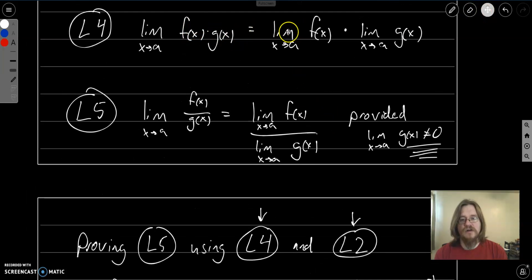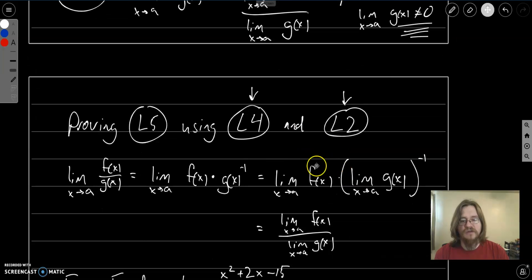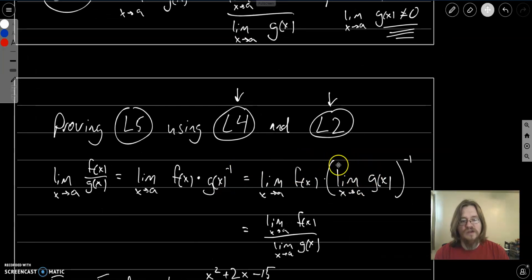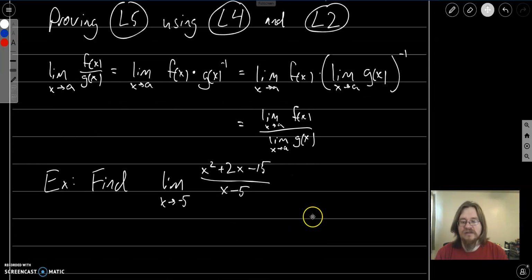This property here, where we multiply, we can pull it apart, and then when we have g of x to the negative 1, we can just write that as the limit of g of x to the negative 1 using one of our properties from before with the exponents. And again, limit of something times the limit of it to the negative first power. This is the same thing as division. This is just 1 over the limit. So everything that we've seen thus far, we can just use limit properties 1 through 4, but it's nice to write property 5 down by itself.